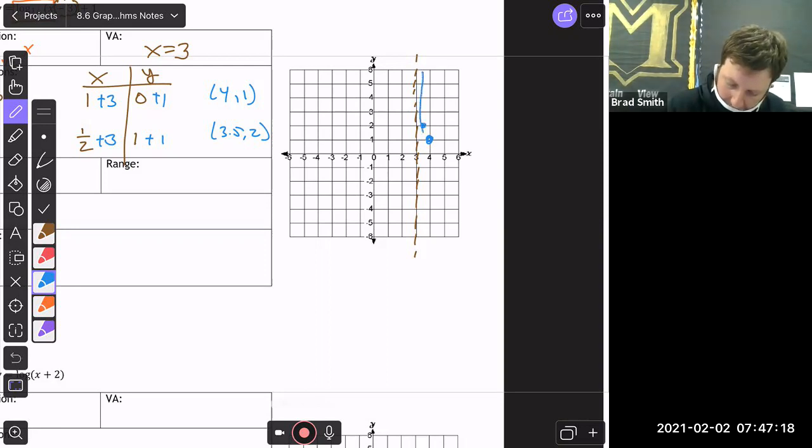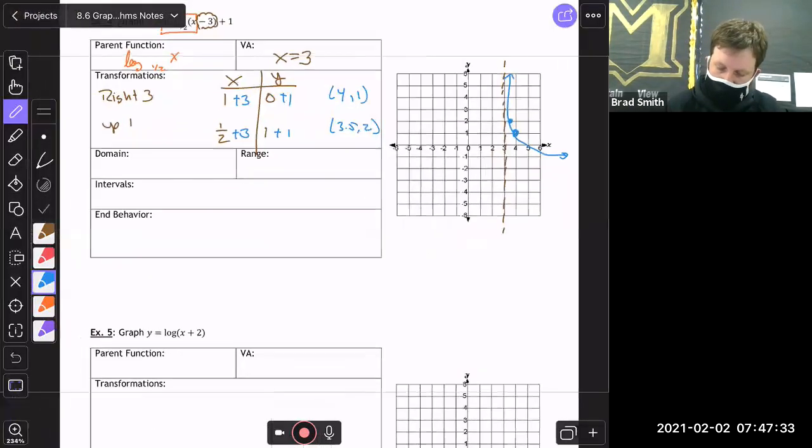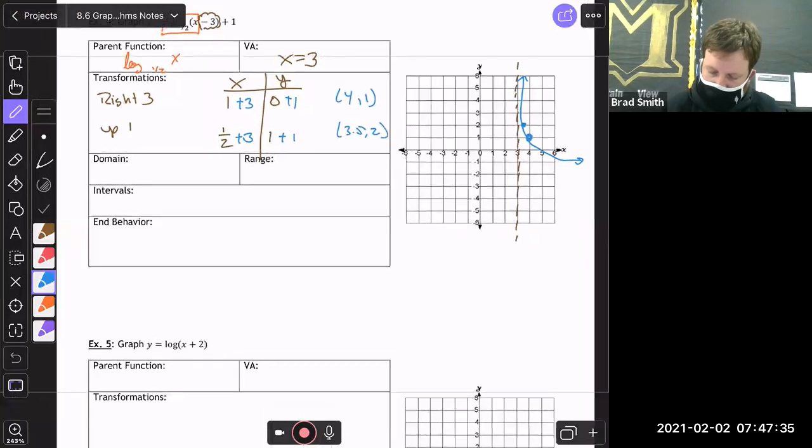So that shows me my graph's going to look like this time. Since my base is 1 half, that's smaller than 1, it's going to flip. It's going to decrease now. All right, I got my sketch, so now I can just answer all my questions.